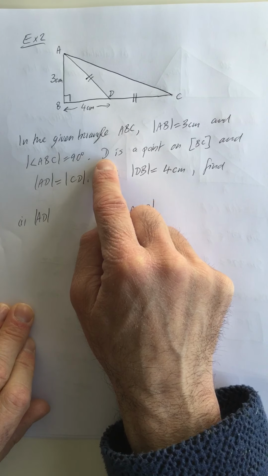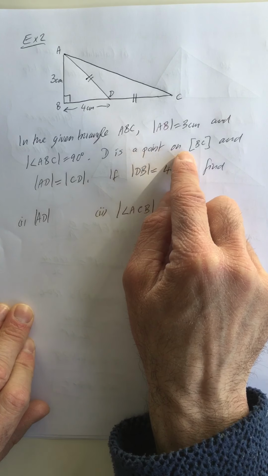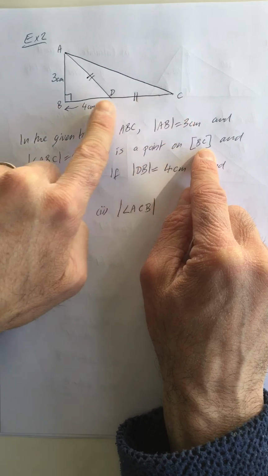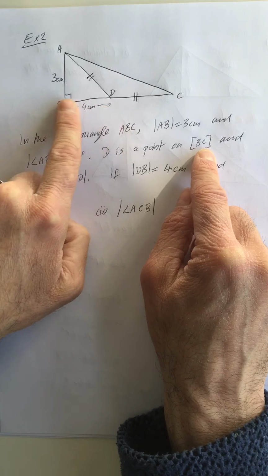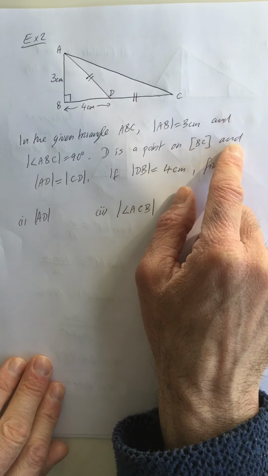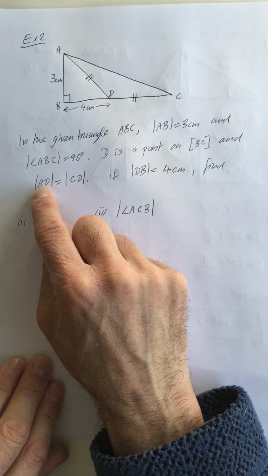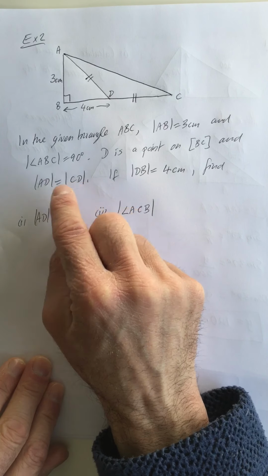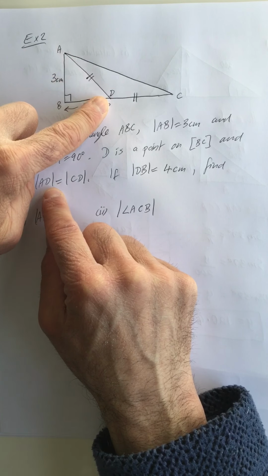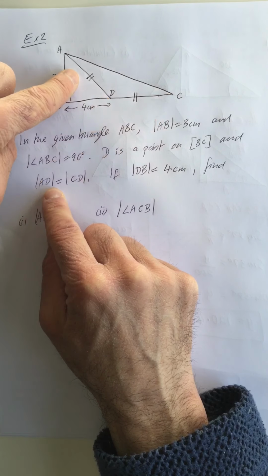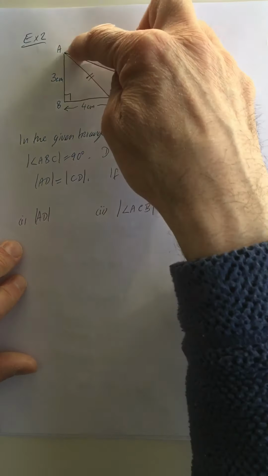They tell me that D is a point on BC. So B to C is along here and D is on it. Oh yeah, I see it. D is on the line B to C. And the distance from A to D is equal to the distance from C to D. So they're saying A to D is the same as C to D. And these little marks here show you that they're the same length.